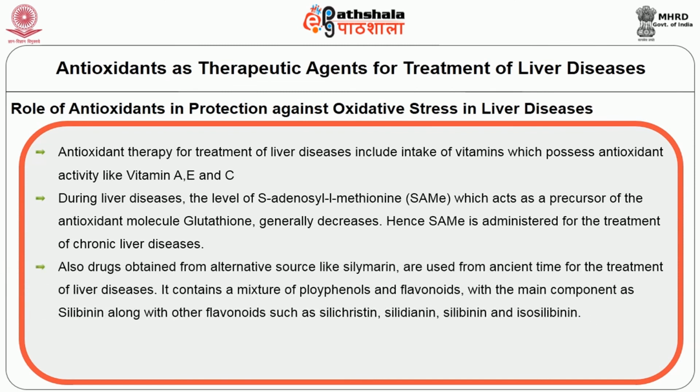Also, drugs obtained from alternative sources like silymarin, which is extracted from the milk thistle or Silybum marianum, have been used from ancient times for the treatment of liver diseases. It contains a mixture of polyphenols and flavonoids, with the main component being silibinin along with other flavonoids such as silicristin, silidinin, silibinin and isosilibinin.